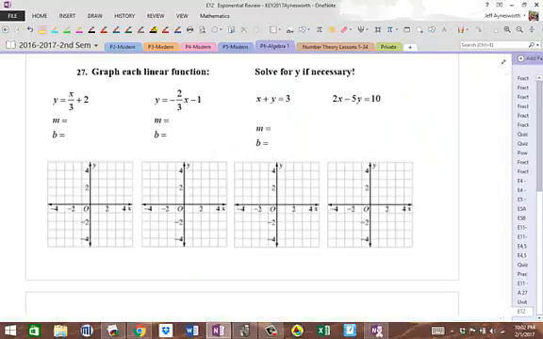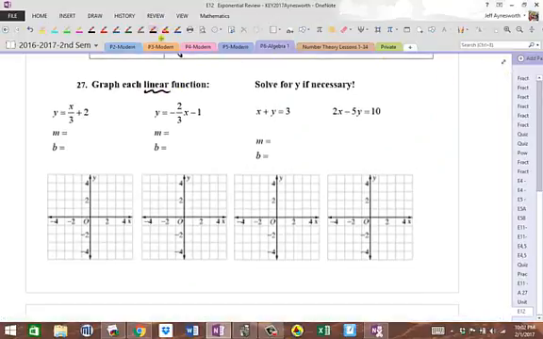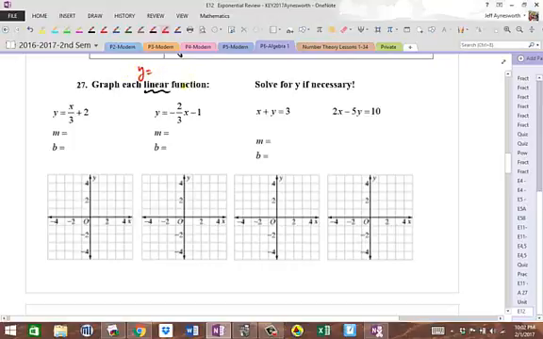So review the linear function, and these are in slope-intercept form. Okay, y equals mx plus b. Well, at least the first two are, and then these two are in your standard form here. So we're going to have to solve for y. That's what it says right here. Okay, so let's take a look at the slope.